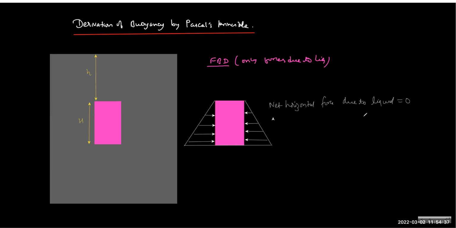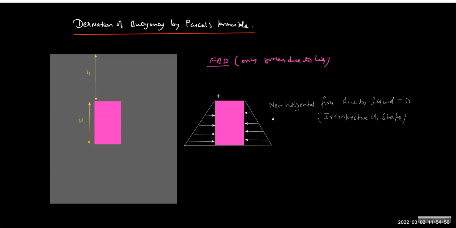So this is what you need to remember. The net horizontal force due to liquid is always zero, no matter what the shape, irrespective of shape. So this is the first point you need to remember. Now come the other forces.